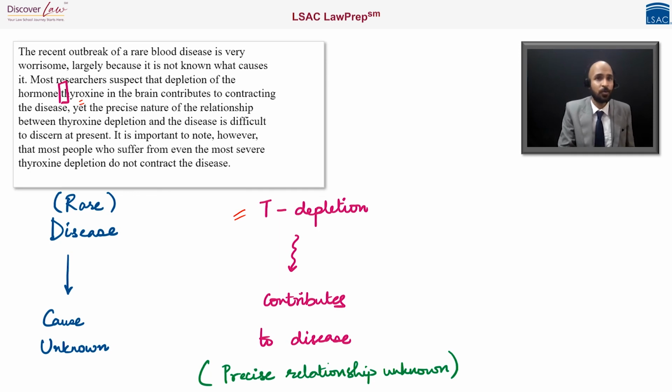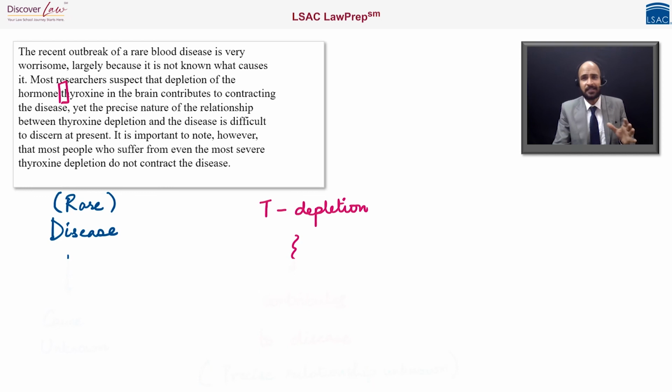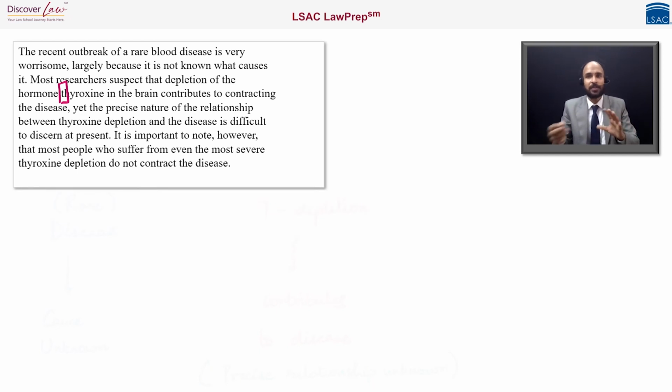And then it goes on to say, it is important to note, however, that most people who suffer from even the most severe thyroxine depletion do not contract the disease. This is where it gets maybe a little tricky for some of you. Remember that there are some things that are conditional statements. Let me give you an example. It's not very precise, but it will establish why this counterintuitive thing that you see here is actually right.